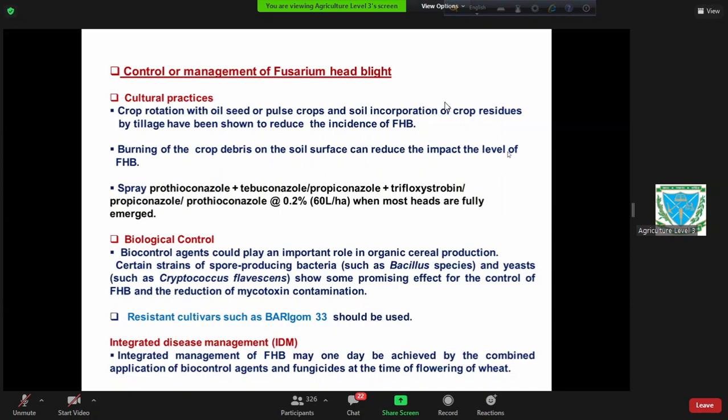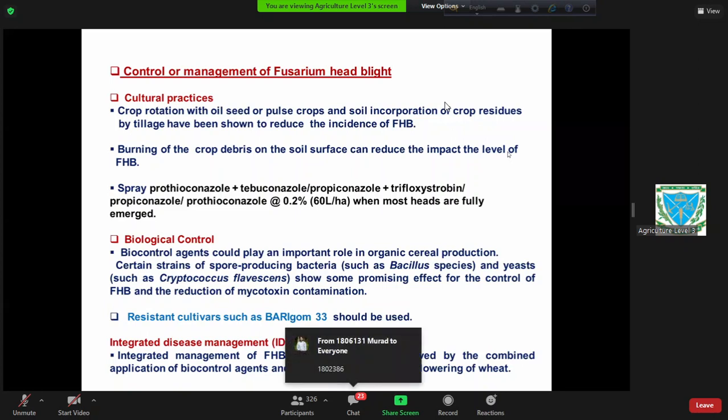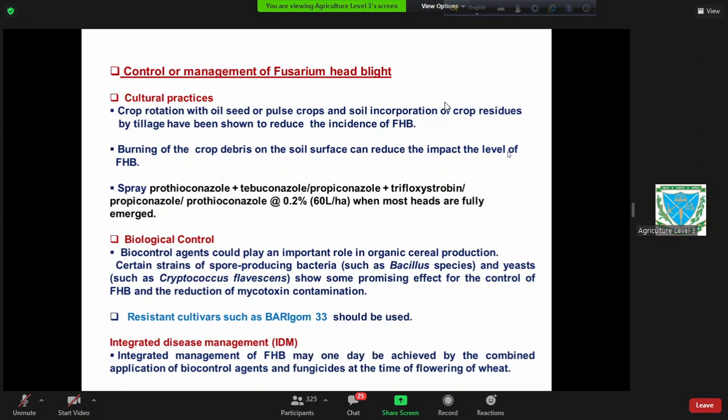Spray prothioconazole plus tebuconazole, or alternatively propiconazole plus trifloxystrobin, or propiconazole plus prothioconazole. You can apply 60 liters per hectare or more when most heads are fully emerged. When all the heads have come out, you have to spray these chemicals so that you can protect your plant.